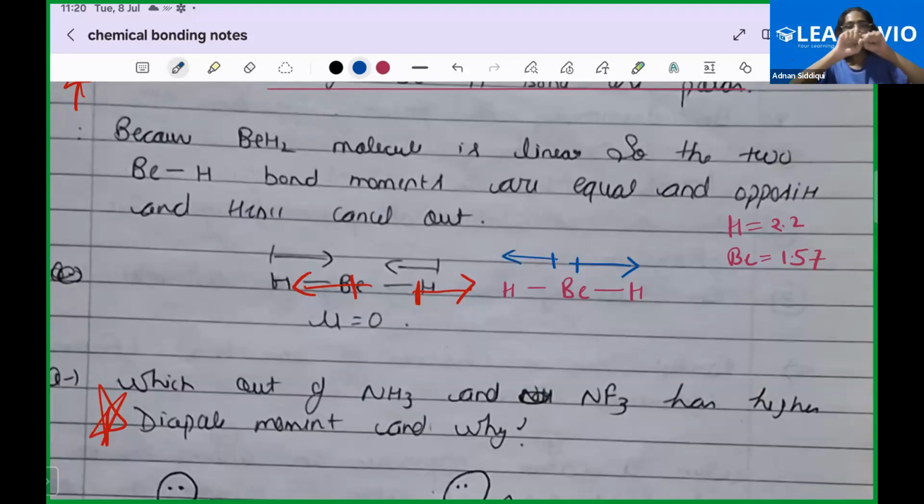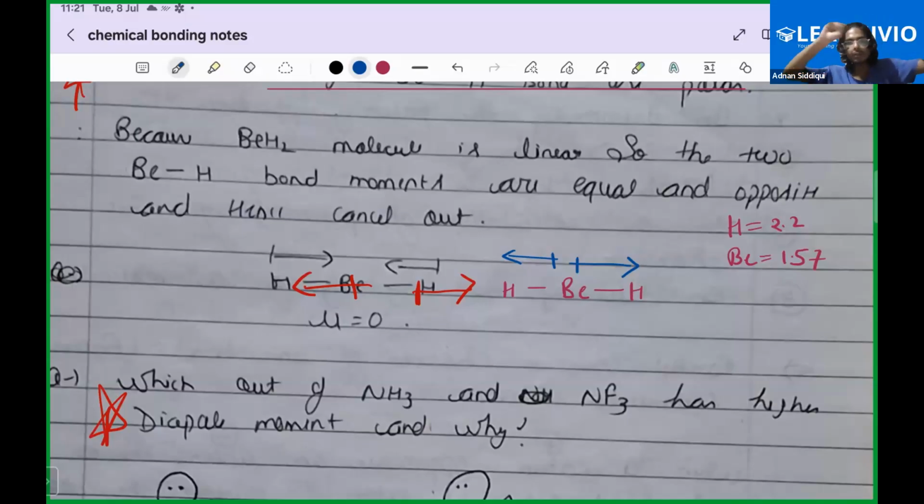So if they both are pulling the electron density with equal force, then is the electron density moving or not? Suppose we both have the same strength and we are pulling a rope, each from our own direction. Then is the rope going to move in any direction or not? No. So this is the reason.